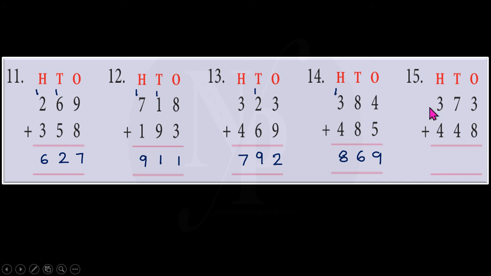Question number 15. We have 373 plus 448. So we add 3 and 8. So 3 plus 8 is 11. So 11 ones are regrouped as 100 and 1 one. Now we add the digits in tens column. 1 plus 7 is 8. 8 plus 4 is 12. 12 tens are regrouped as 100 and 2 tens.